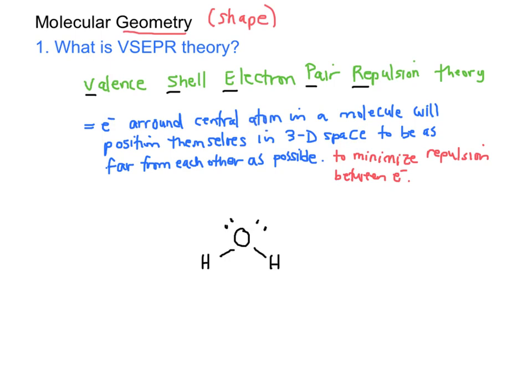So for example, if you have, say, a water molecule, our central atom is our oxygen, and there are 4 sets of electrons that surround that oxygen in this compound. So those are our valence shell electrons, and they will position themselves so that they are as far from each other as they can be in three-dimensional space, while at the same time staying within the molecule. Now remember, they want to stay there because they like the protons in the nuclei of our central atom. They just really don't like each other.